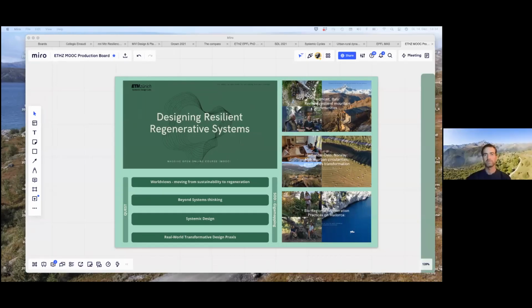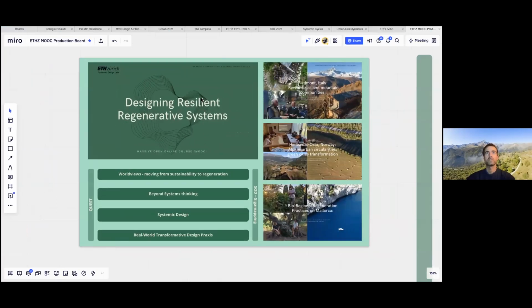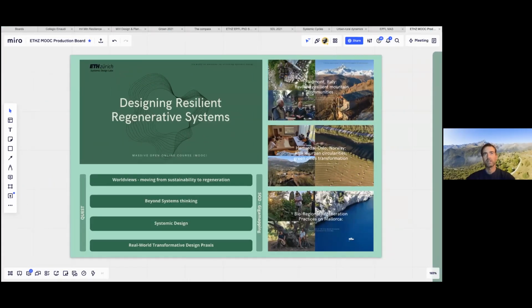Okay, I'm sharing here a Miro board. Just very briefly, so maybe I just make this bigger. This is a summarizing visual of this massive open online course we're producing at ETH Zurich in collaboration with the Oslo School of Architecture and Design and Politecnico Torino. It spans from the idea that at this big tech university, we're somehow lacking this more creative space in between science, in between design and transformative praxis. And I can say that from my own experiences teaching systemic design at ETH for some time.